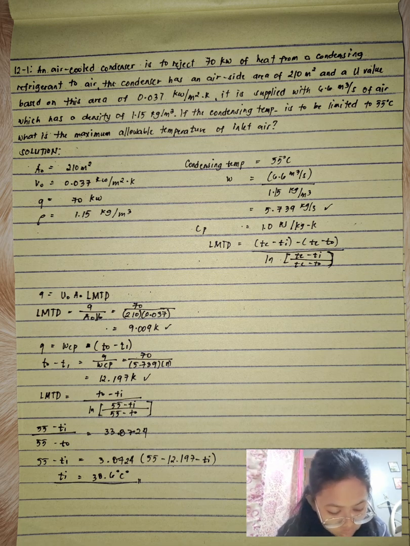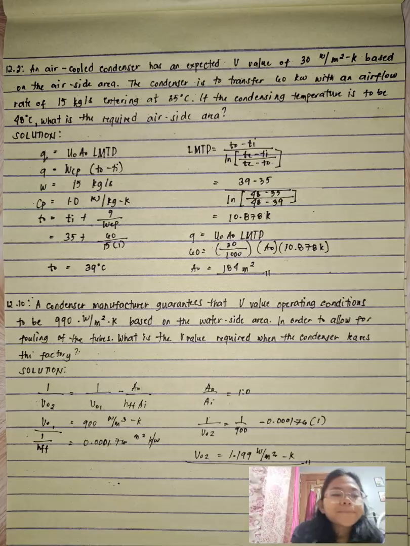So the answer is 33.8724. So to simplify, 3.8724 times 55 minus 12.197 minus Ti, and the answer for Ti is equal to 38.6 degrees Celsius.